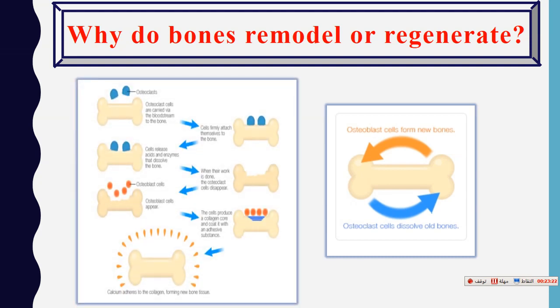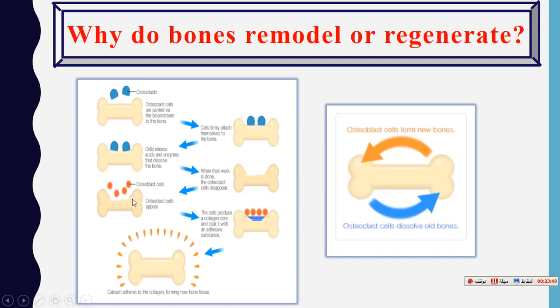So this is the bone remodeling process. The osteoclasts, by signaling from the osteoblasts, come to the bone through the bloodstream to resorb the bone by releasing enzymes and then remove the old bone. After their work is done, the osteoclast cells disappear and osteoblast cells appear to form new bone.